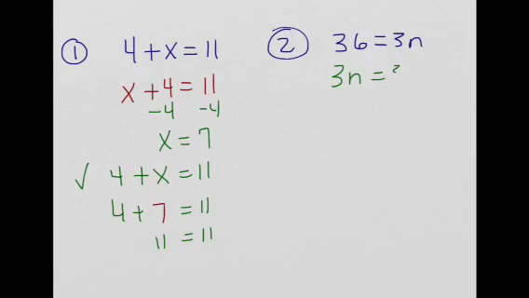Next one, we must use symmetrical property to solve, so it's going to be 3n is equal to 36. What math operation is it? Multiplication. How do we solve it? We divide through division. We're going to divide each side by 3. So we're going to get n is equal to 12.